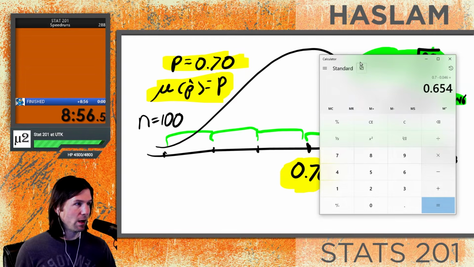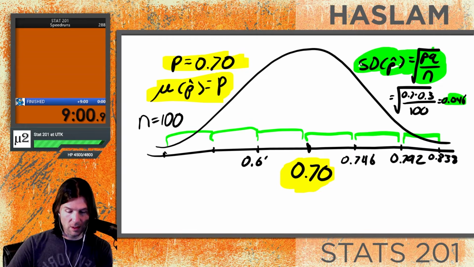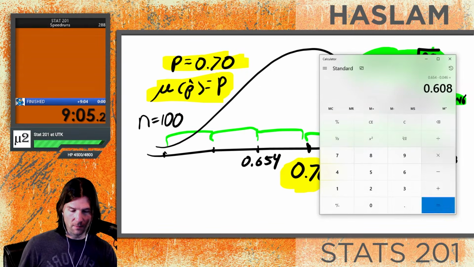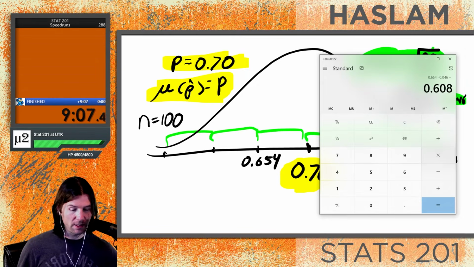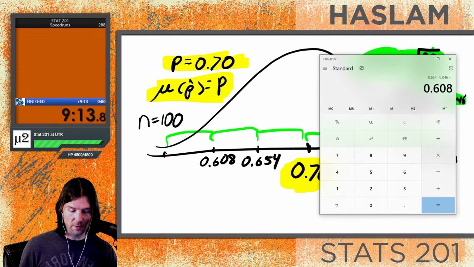You can see right there in the corner, and we got 65.4, so 0.654. And then we're going to subtract the standard deviation again, 60.8%, 0.68. There we go, 60.8%, and we subtract one more standard deviation.